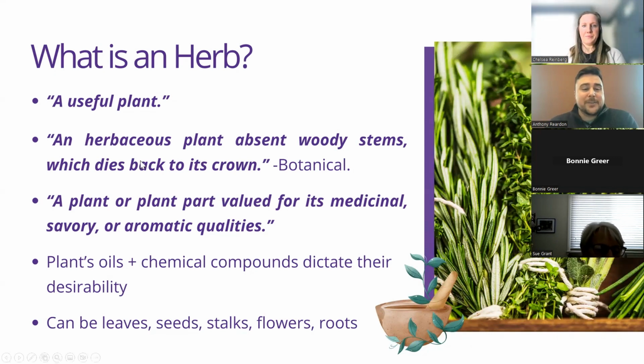Also, it is a plant or plant part valued for its medicinal, savory, or aromatic qualities, like we had just mentioned. But really, it's going to be the fleshy part of a plant. So not the stem, but the leaves, the seeds, the stalks, the flowers, or the roots that can be used to utilize their oils or their chemical compounds that are desirable. And again, those can be for medicinal properties, savory reasons, or aromatic qualities. Next slide.